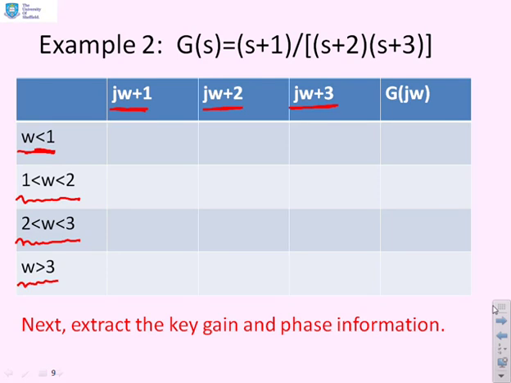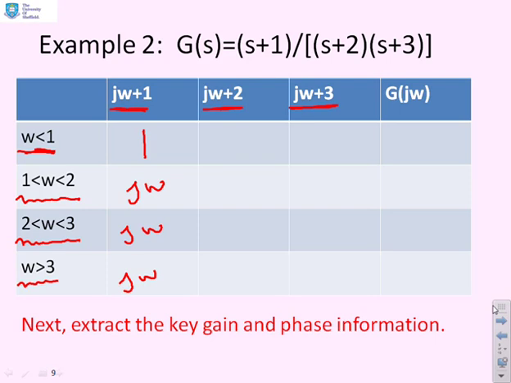And now I'm going to say what happens to each factor in these domains. So if omega is less than 1, j omega plus 1 is approximated by 1. If omega is between 1 and 2, j omega plus 1 is approximated by j omega, and in fact it's j omega thereafter. What about j omega plus 2?